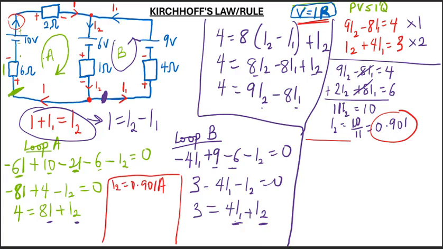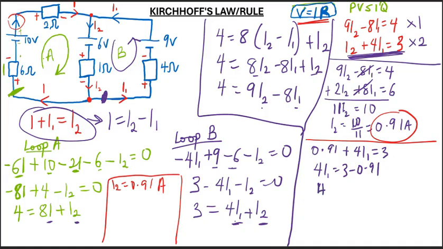Now to look for my I1. We know that this equation contains I1, so I can just slot in my I2. So we will see that our I2, which is 0.91, plus 4 times I1, giving you 3. And if you collect the like terms, we have 4I1 equals 3 minus 0.91, and you have 4I1 equals 2.09. And by the time you divide both sides by 4, you get 0.52 ampere.